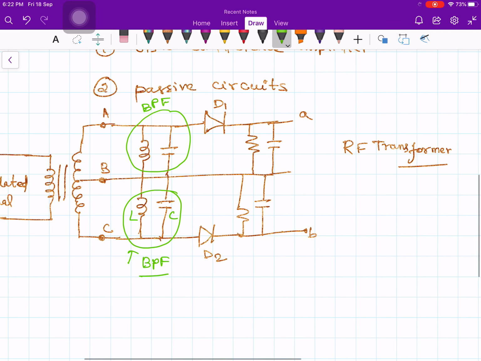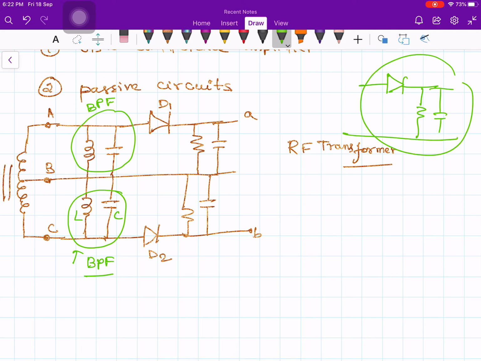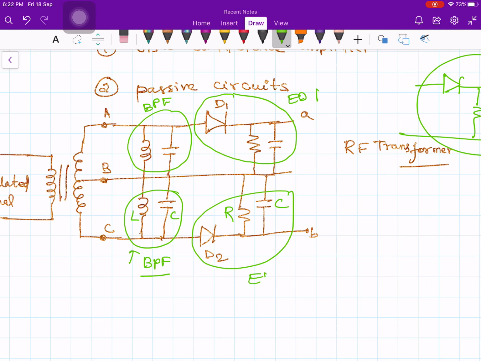Recall from your envelope detector, you have a simple diode followed by a resistance and capacitor. Recall the circuit diagram. The same circuit is here: capacitor, resistor, and diode. So this is my envelope detector 1 and this one is envelope detector 2. Okay, so I have two envelope detectors.